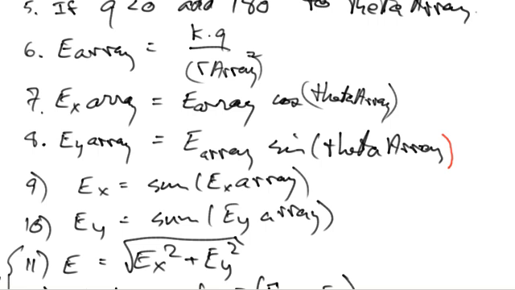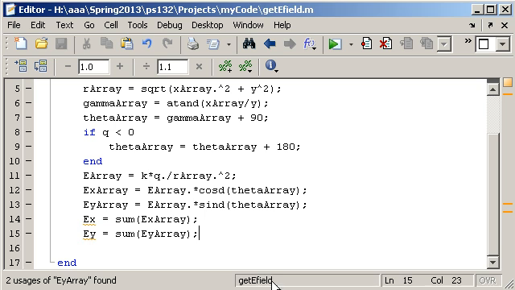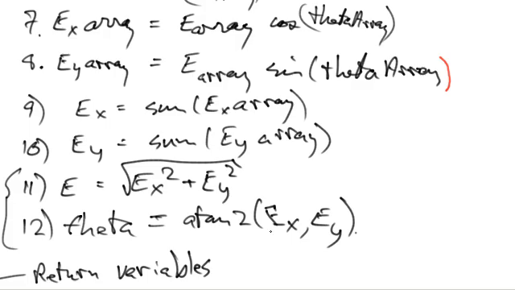So I got the EY, and then the total E is the square root of the sum of the squares of the components. So E equals square root. Those are just numbers at this point, so I don't have to worry about that dot. And then I want to play around with that atan a little bit, atan2, and make sure I get the right idea on that.